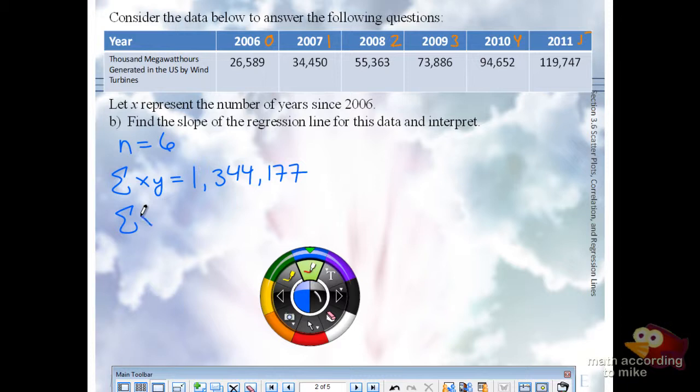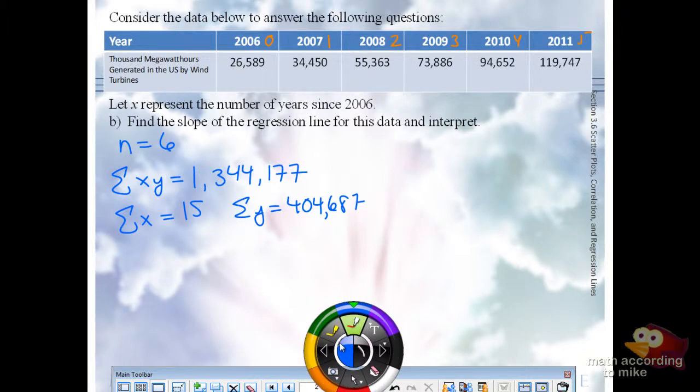Sigma x is the sum of all the x's. We get 15. Sigma y is the sum of all the y's, 404,687. Sigma of x squared is 55. And sigma of x quantity squared is 225.